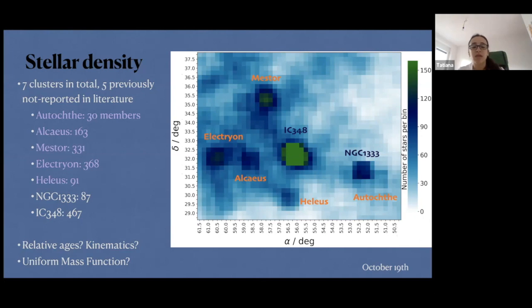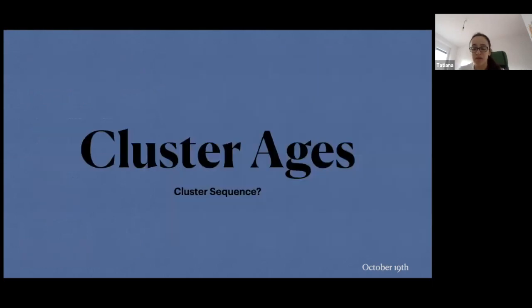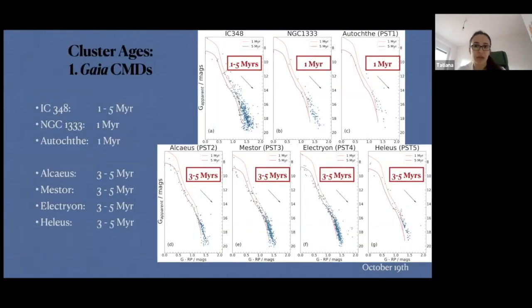So, of course, a lot of questions come up. There are now 7 clusters in total associated with this complex, and one wonders whether they're kinematically related, and how. What are the relative ages? Is there a uniform mass function across these 7 clusters? To start with the ages, the first indicator that I use is the Gaia CMDs, which I already showed for the 5 new ones.